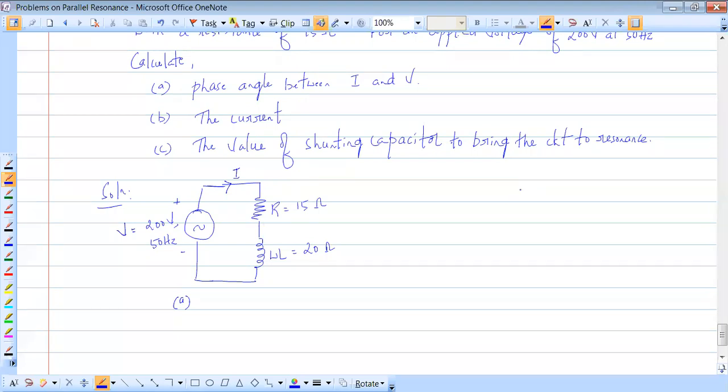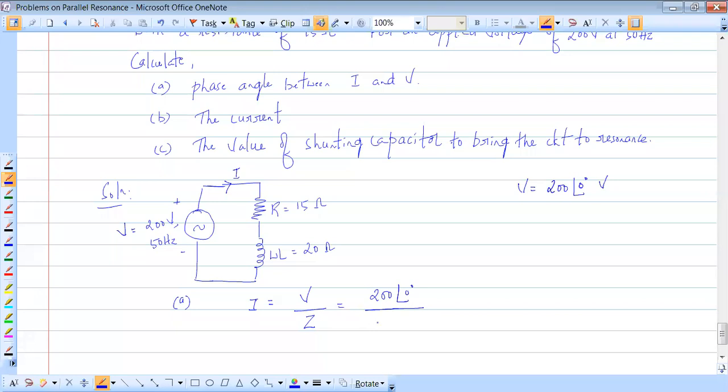V is given here as 200 at an angle 0 degree, because there is no angle, so it's 0 degree. Fine. Similarly, what would I be, and what would the phase angle be between them? That is what they're asking. So how to find out I in the first place? I is given by V by Z.